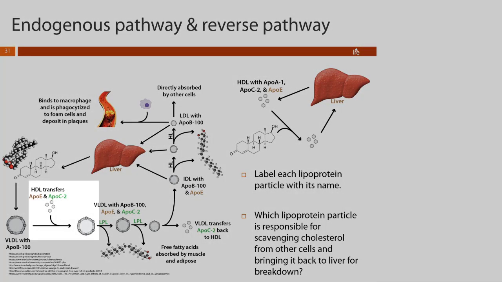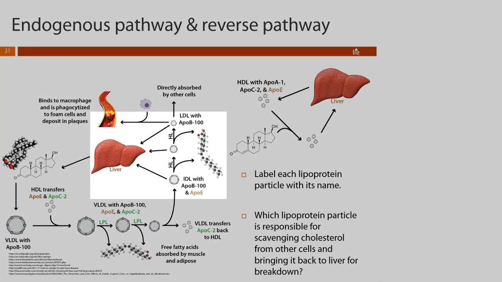So same thing, HDL is going to transfer over ApoE and ApoC2 to create a mature very low density lipoprotein. Just like before, lipoprotein lipase is going to be activated by ApoC2. It's going to hydrolyze triglycerides into free fatty acids that can be absorbed by our adipose and muscle tissues. And then once enough of these triglycerides have been broken down, the VLDL is going to lose ApoC2, giving it back to HDL. So at this point, it is a remnant. A very low density lipoprotein remnant is known as an intermediate density lipoprotein.